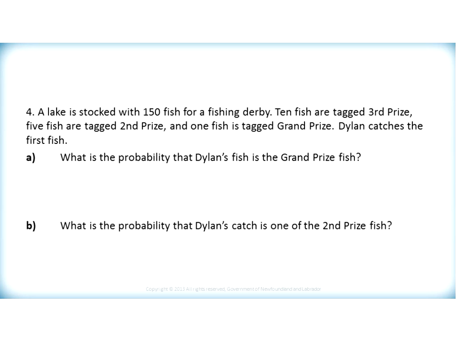Okay, another question here. A lake is stocked with 150 fish for a fishing derby. 10 fish are tagged third prize, 5 are tagged second prize, and 1 fish is tagged as the grand prize. Dylan catches the first fish. What is the probability that Dylan's fish is the grand prize fish? Well, if Dylan is catching the first fish, that means there are 150 fish in the water at that moment.